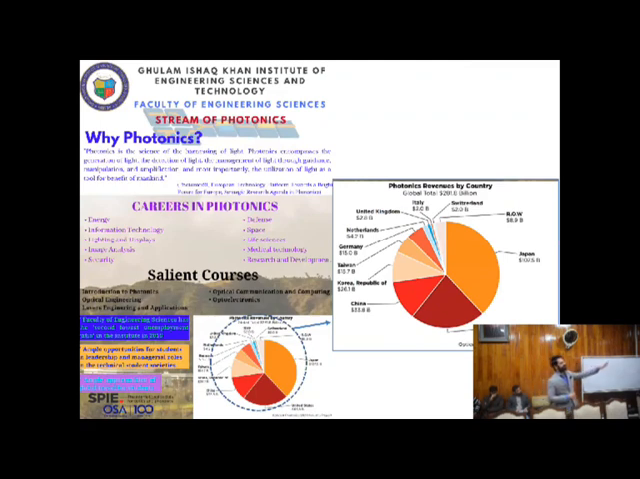Next, and this is, I think, the second last slide. We run this photonics stream, which is now photonics and microelectronics. Careers, you can see energy, information technology, defense. The revenue the world is generating just by pursuing photonics is shown on the chart on the right side. The higher the pie size is, the higher the revenue being generated by countries.